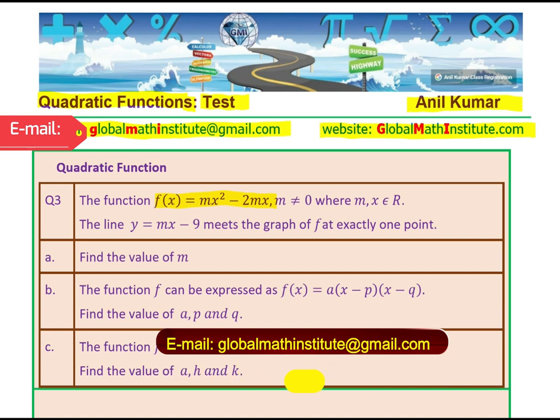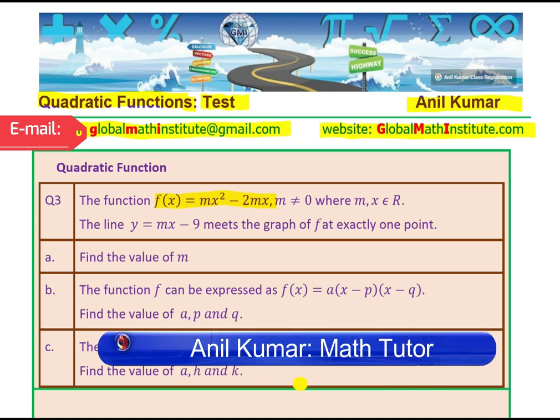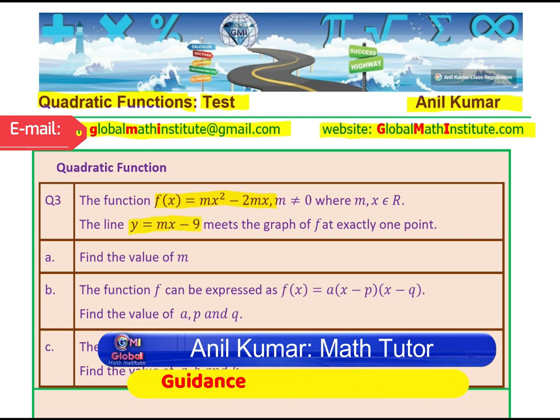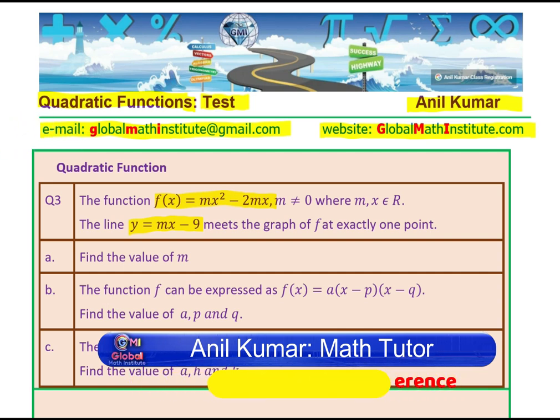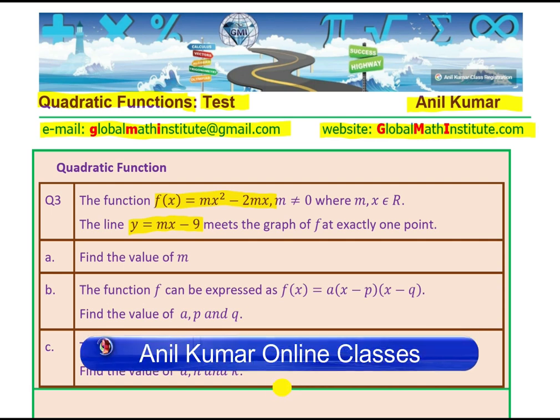The question here is: the function f of x is equal to mx squared minus 2mx, where m is not equal to 0 and m belongs to real numbers, and the line y equals mx minus 9 meets the graph of f at exactly 1 point. Find the value of m. So that is the first part.